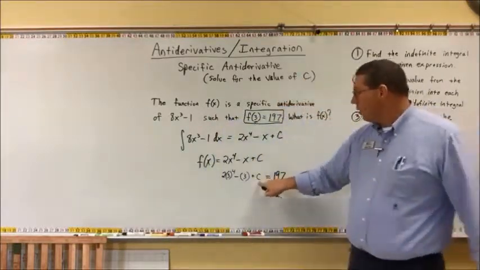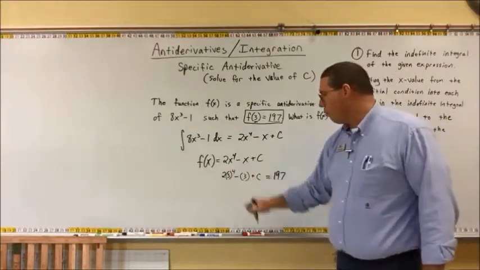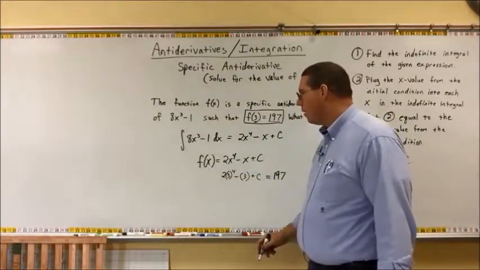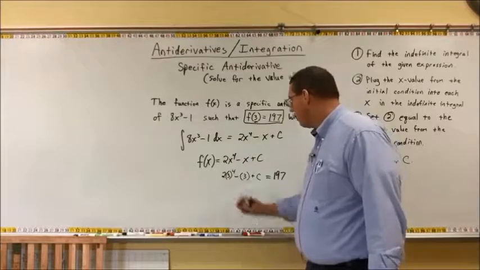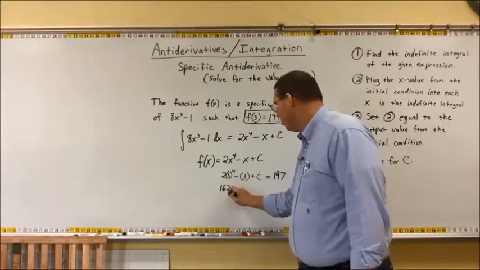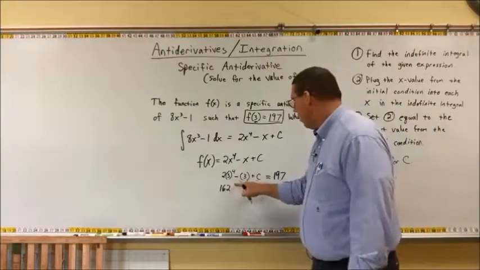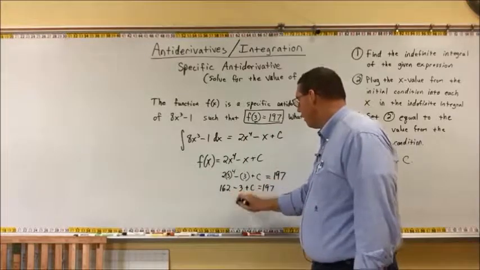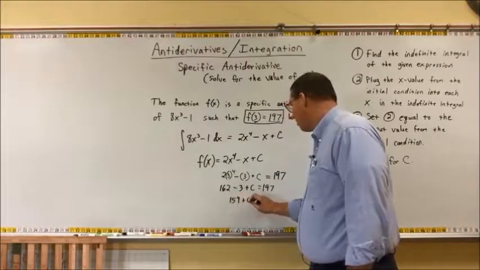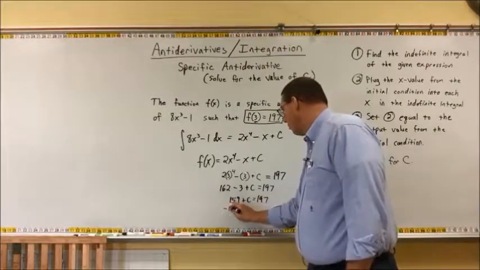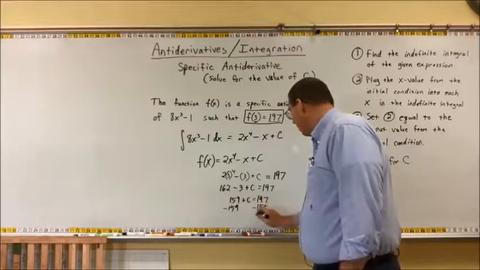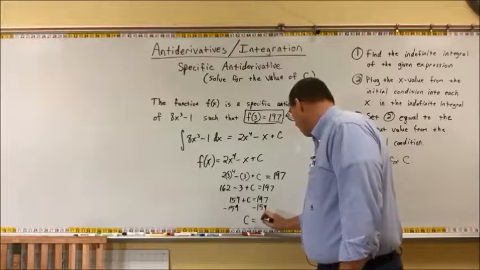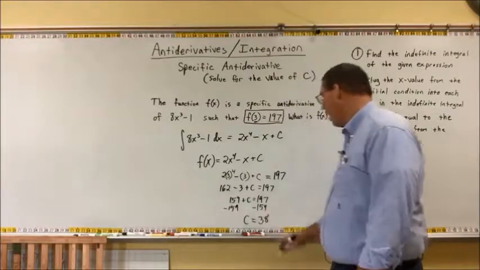Just solve for c. Look, we only have one letter now. So 3 to the fourth power, that's 81. 81 times 2 is 162. Now, minus 3 plus c is equal to 197. 162 minus 3 is 159, plus c is equal to 197. Subtract 159 from both sides. And now c is equal to 38. So c is equal to 38.